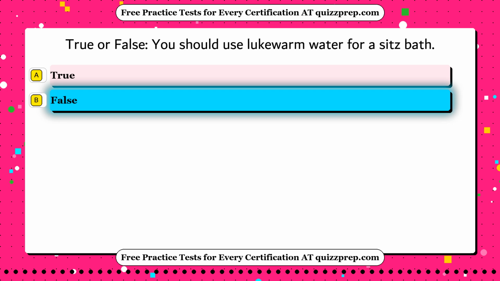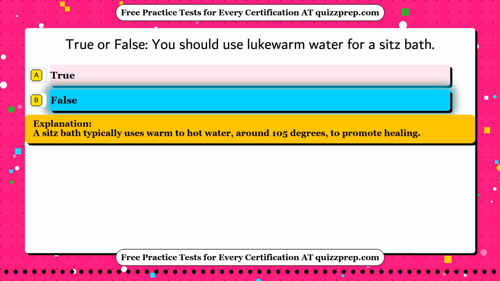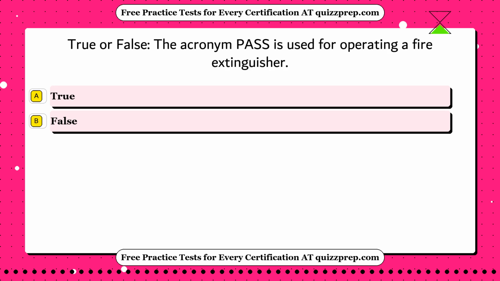The correct answer is option B, false. A sitz bath typically uses warm to hot water, around 105 degrees, to promote healing. Question 89. True or false, the acronym PASS is used for operating a fire extinguisher? Option A, true. Option B, false.